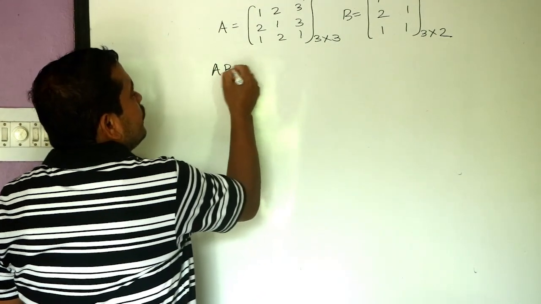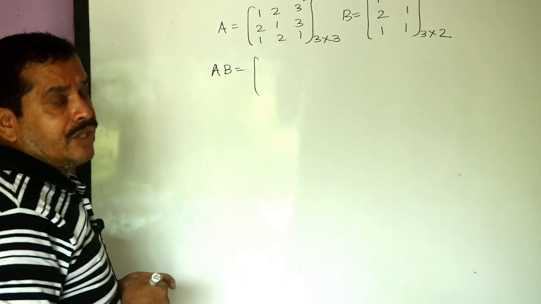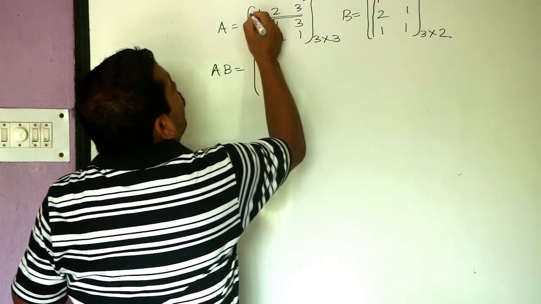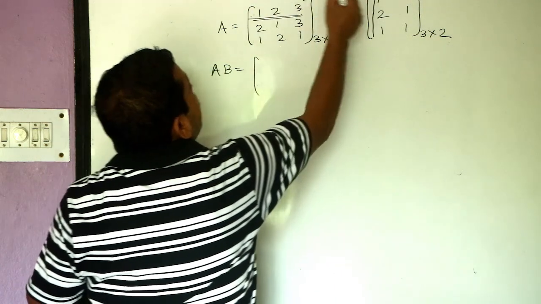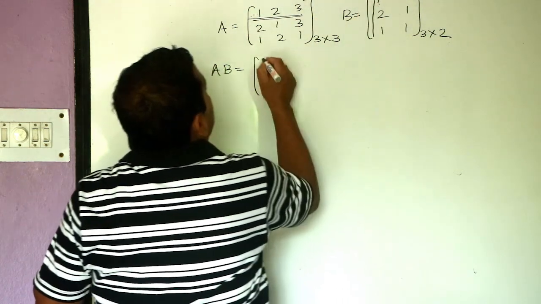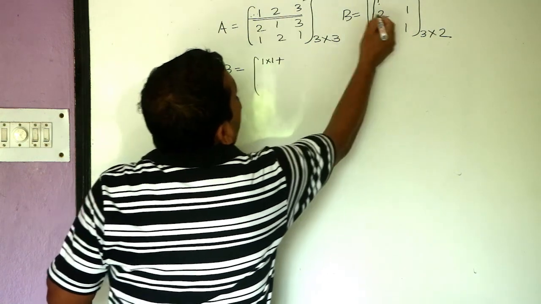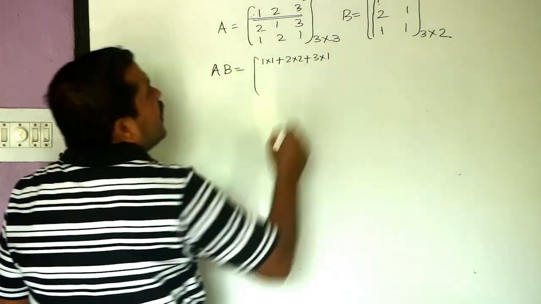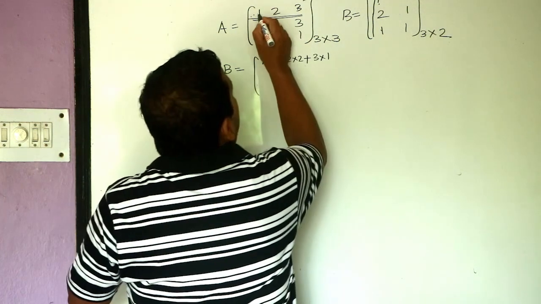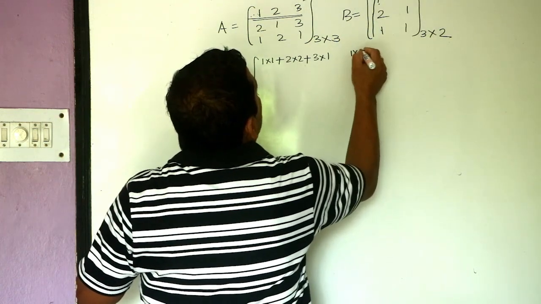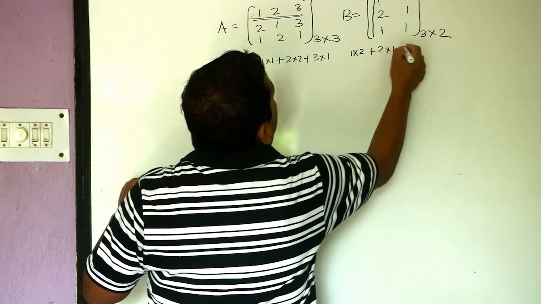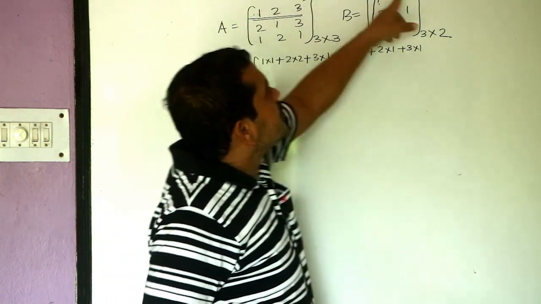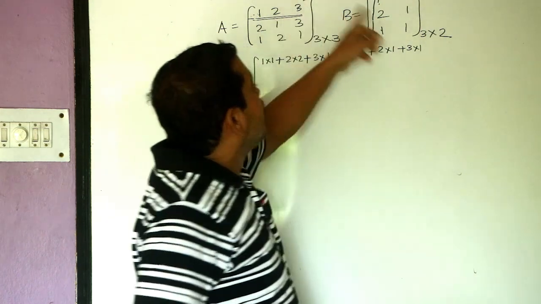How can we find AB? When we multiply A with B, first we select the first row of A with the first column of B, corresponding element to corresponding element: 1 into 1 plus 2 into 2 plus 3 into 1. That is the first element of AB. Similarly, first row, second column: 1 into 2 plus 2 into 1 plus 3 into 1.